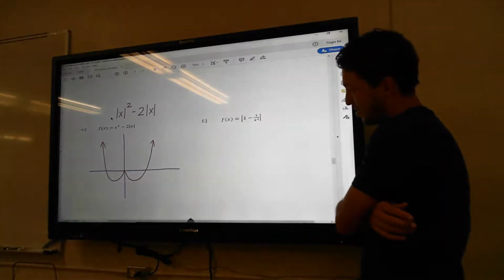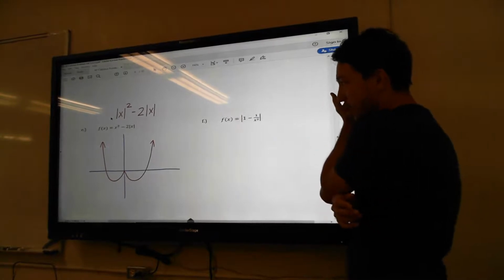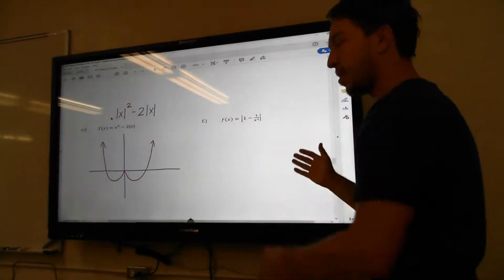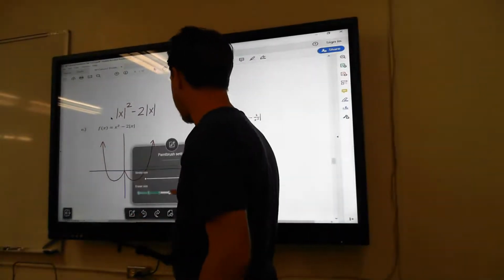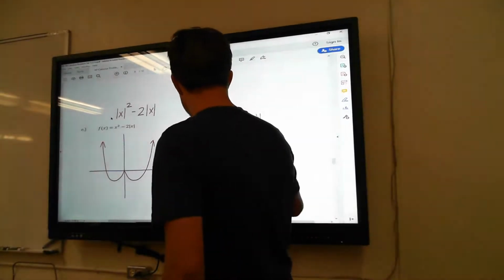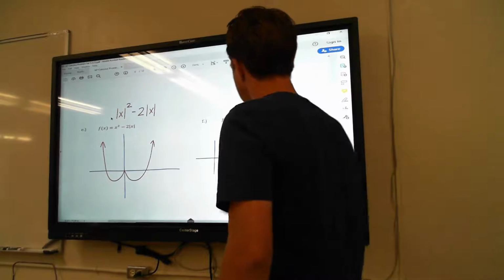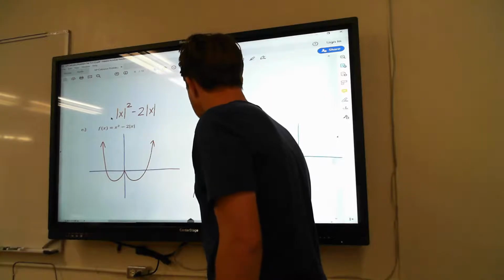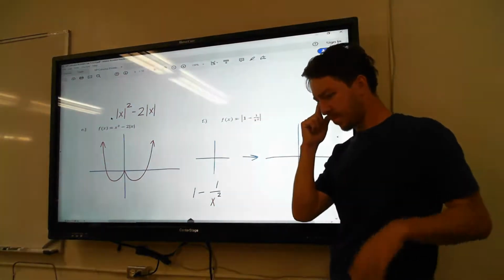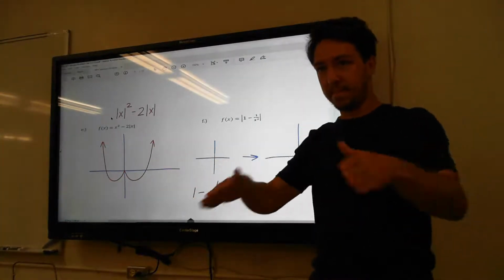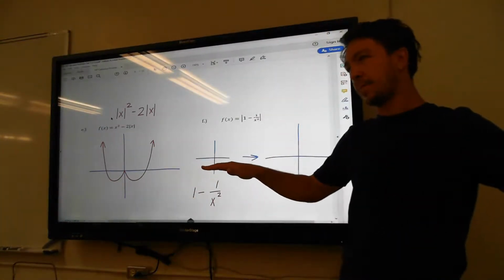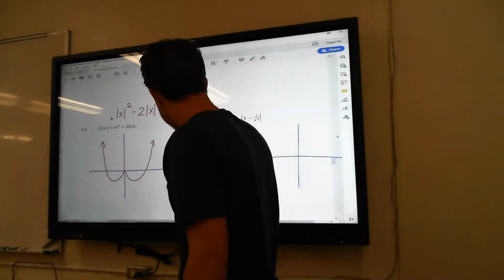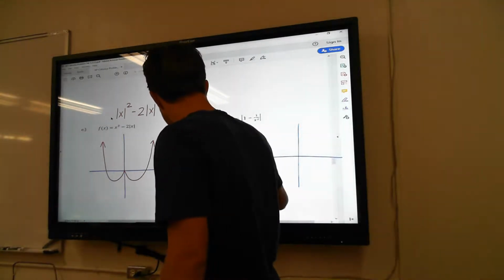This one is another interesting one because, again, I'd say it's pretty obvious what's happening here. You're taking a function and you put absolute value bars on it. So we first ask ourselves, what does it look like to go 1 minus 1 over x squared? It's a good mental exercise. Start with this, and then two things happen to it. It flips, and then shifts up one. So it looks something like this. Is everyone okay with that?